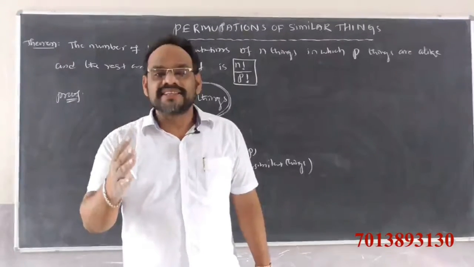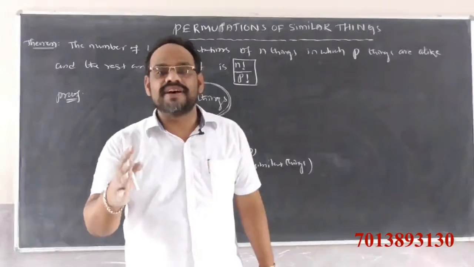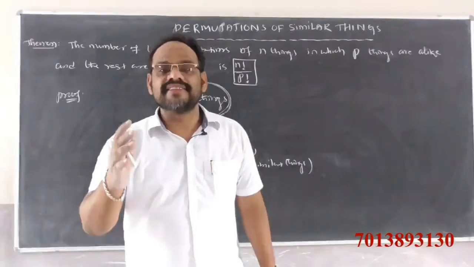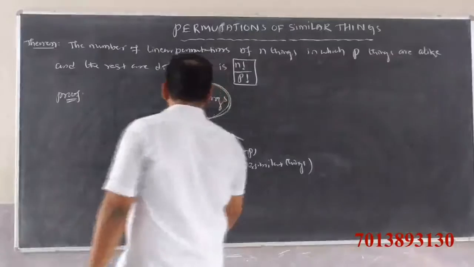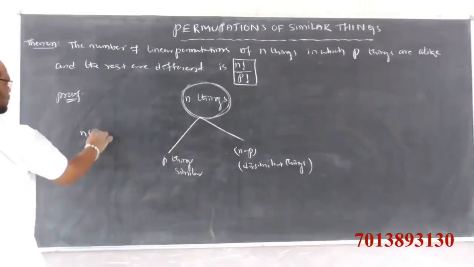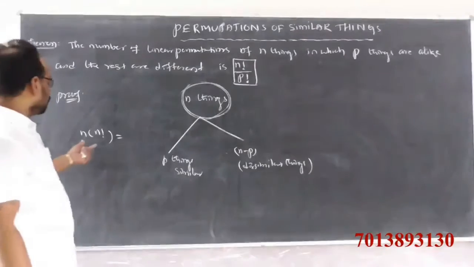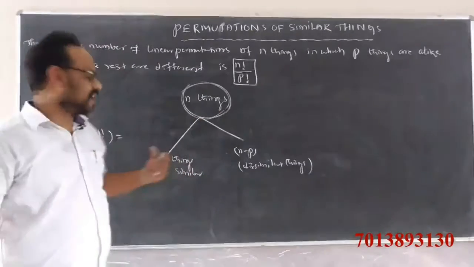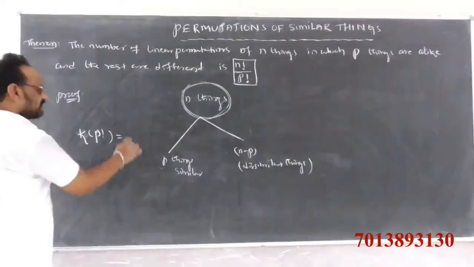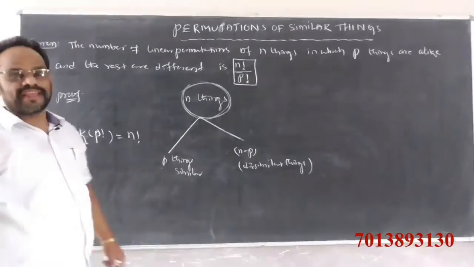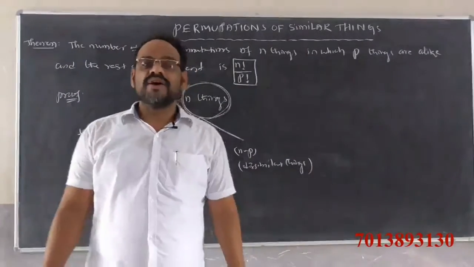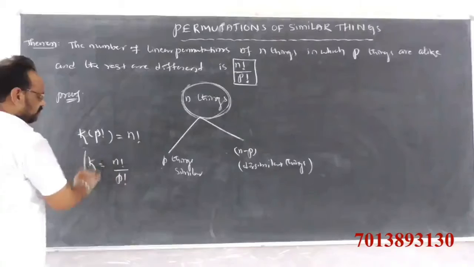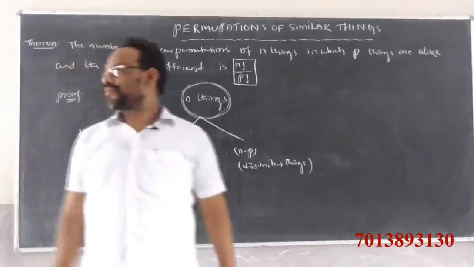Since the n things are dissimilar, the number of permutations obtained by taking the things is n factorial. That is merely k times p factorial, which equals n factorial. K times p factorial equals n factorial. We want the value of k, so k equals n factorial by p factorial.